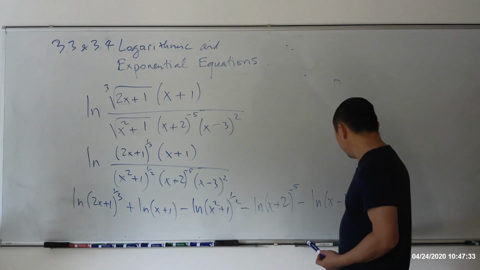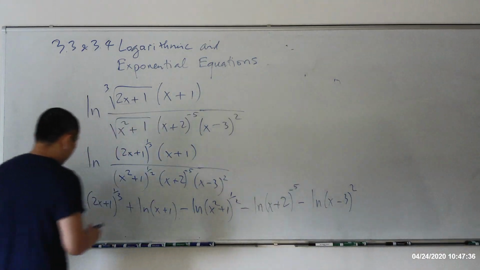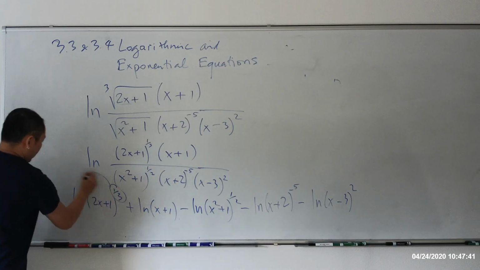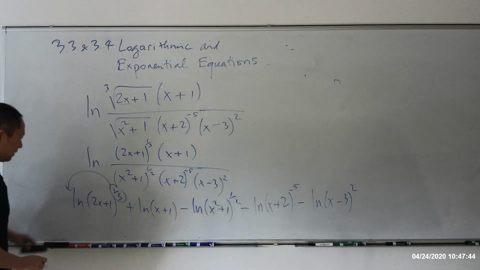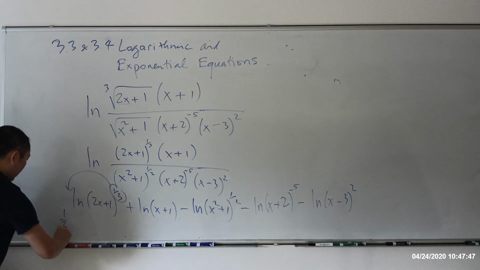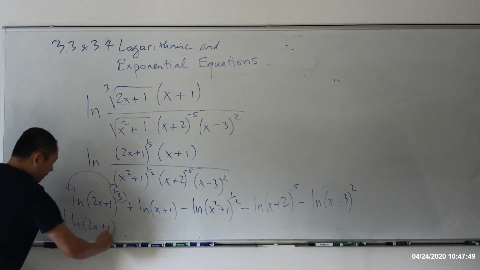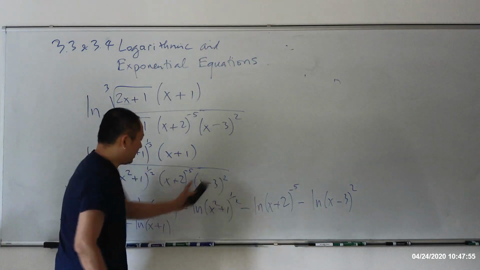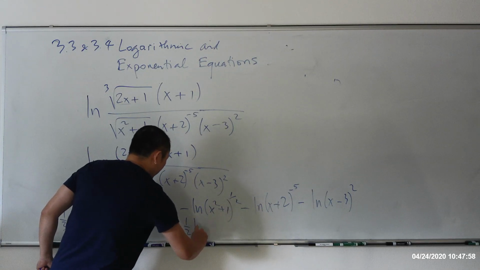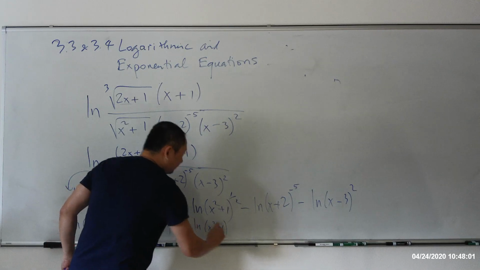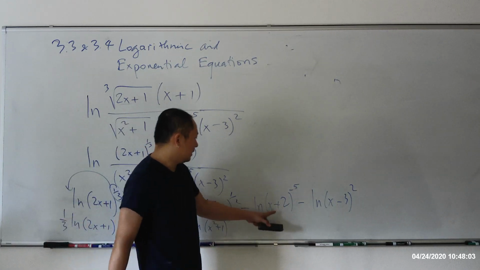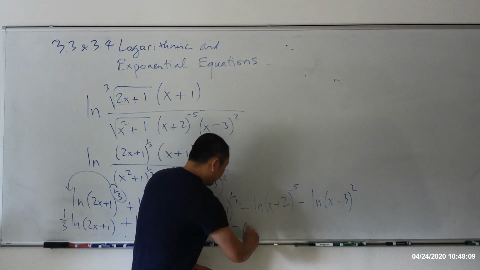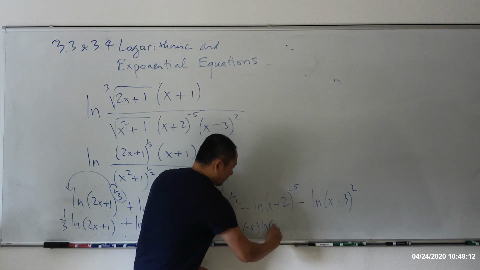So let me cheat a little right here instead of rewriting everything. It's 1/3, bring it outside. Let's just write the whole thing, right? So 1/3 ln of 2x plus 1. The second ln, nothing to do with it, so leave it alone. 1/2 outside, negative 1/2 ln of x squared plus 1. Okay, here comes this one. We have a minus, right? We bring the negative 5 outside, so minus of negative 5 ln of x plus 2.